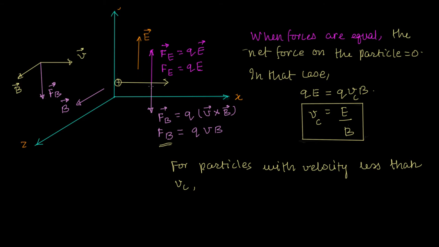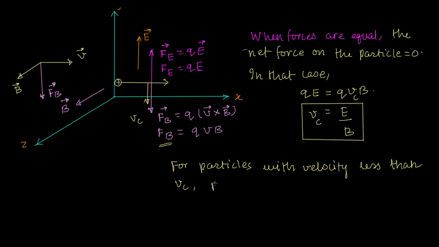This vector is the length when the velocity is VC. If I decrease V so that it becomes less than VC, then this vector becomes smaller than mg, right? It kind of drops like that, is it not? And what happens then? There is a net force in the upward direction, correct? So the particle tends to move in the positive direction of y.